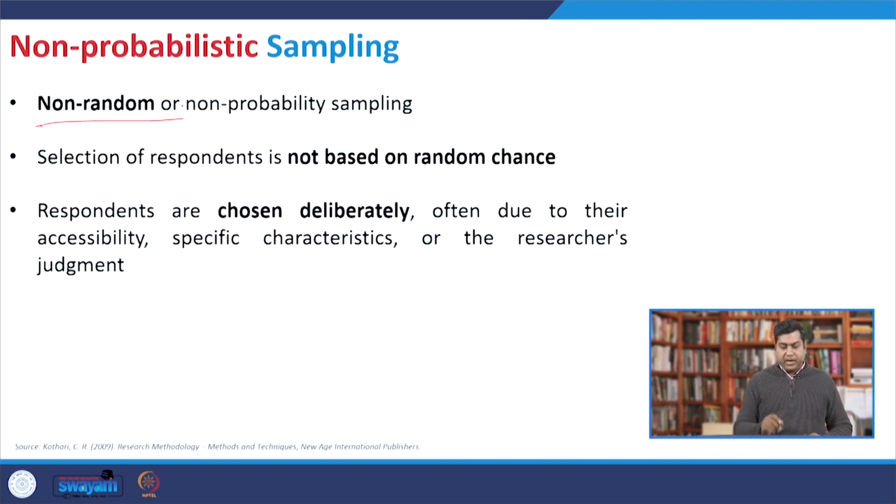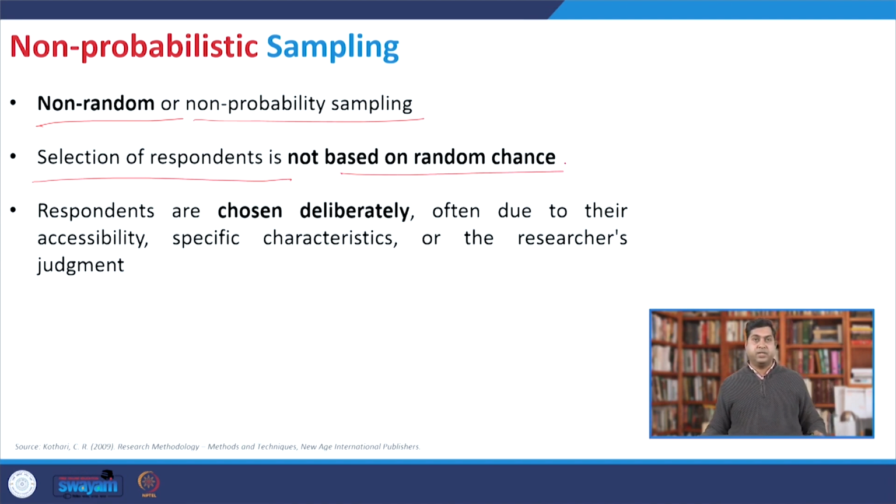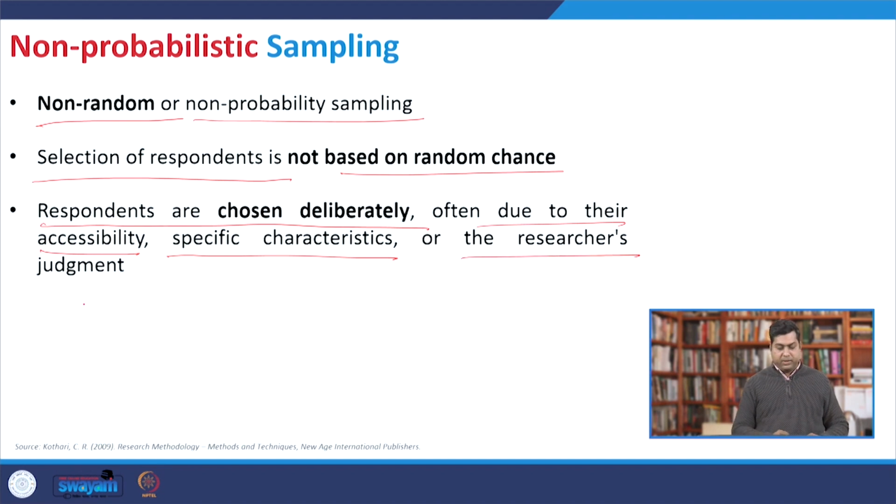It is non-random sampling as well, because in this case there is no kind of randomness in selecting. There is no probability involved in it. Selection of the respondent is not based on any random chance. It is much more of a deliberate thing: I select this person, or I select this particular respondent based on my convenience, based on a certain purpose and so on. We will discuss that in the typology. Respondents are chosen deliberately, often due to their accessibility, specific characteristics, or the researcher's judgment.